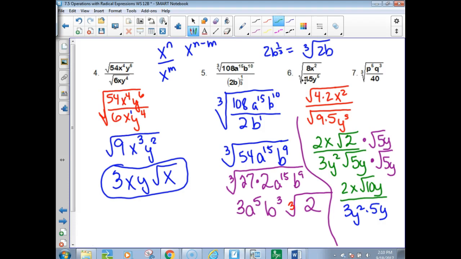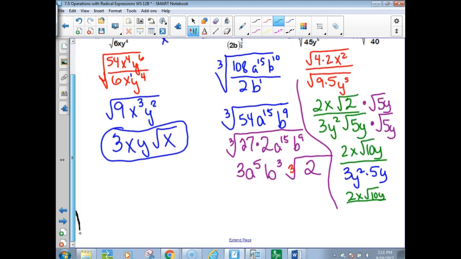So my final answer, 2x times the square root of 10y all over 15y to the what? 3rd. You cannot cancel out any y's. That one's stuck into the radical. This is done. It's not reducible.